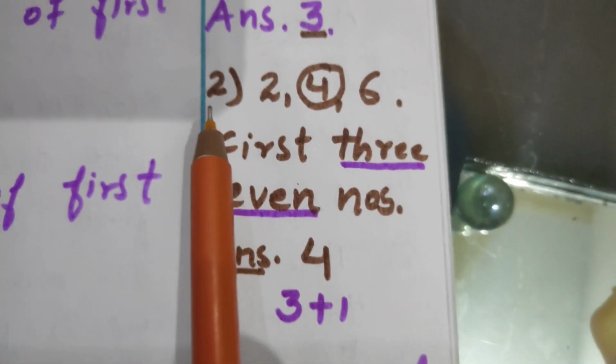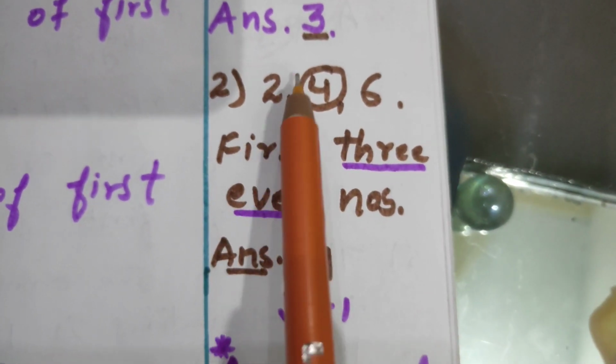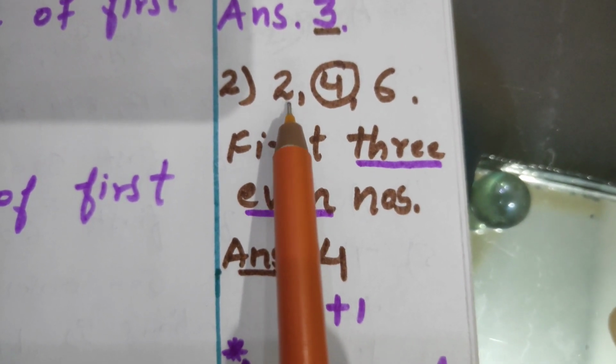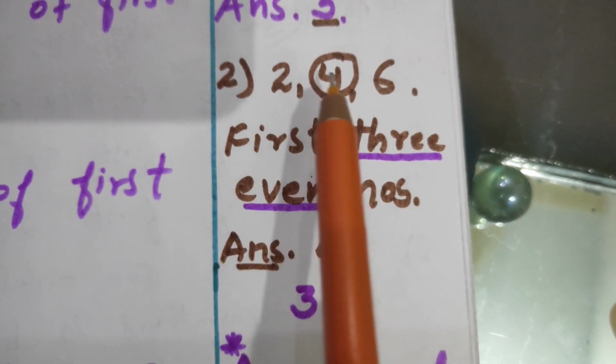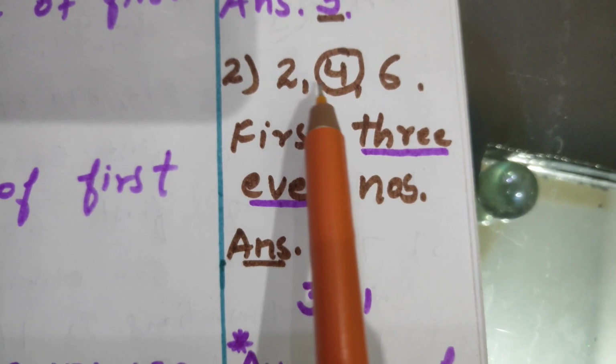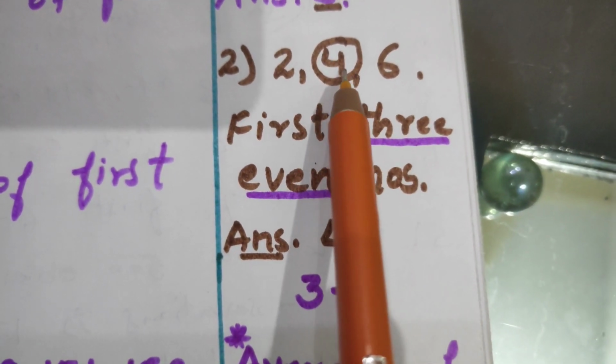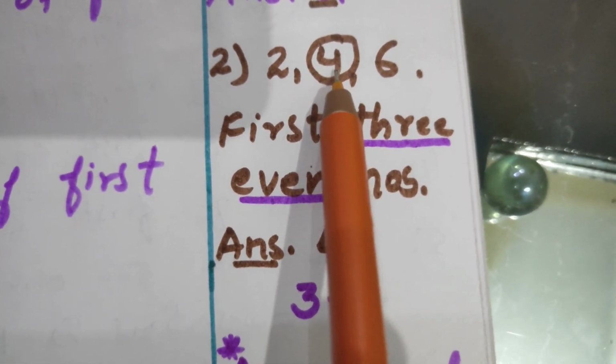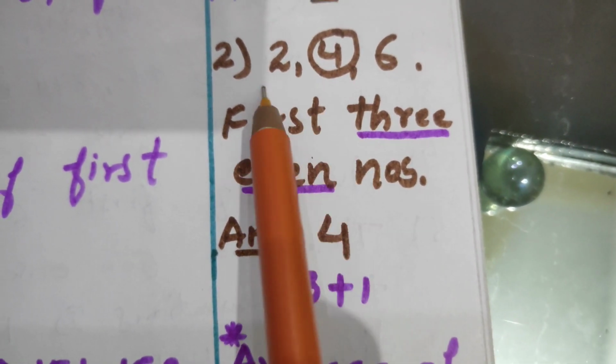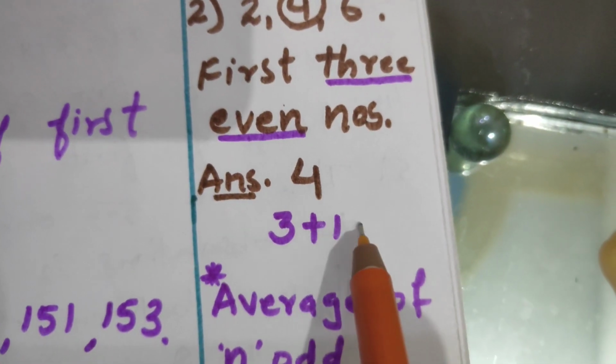Now even number, the smallest possible even number, take 3 numbers, 2, 4, 6. How many numbers are there? 3 numbers. And what is my answer? Middlemost, middlemost 4. So how I got 4? 3 numbers are there, so 3 plus 1.